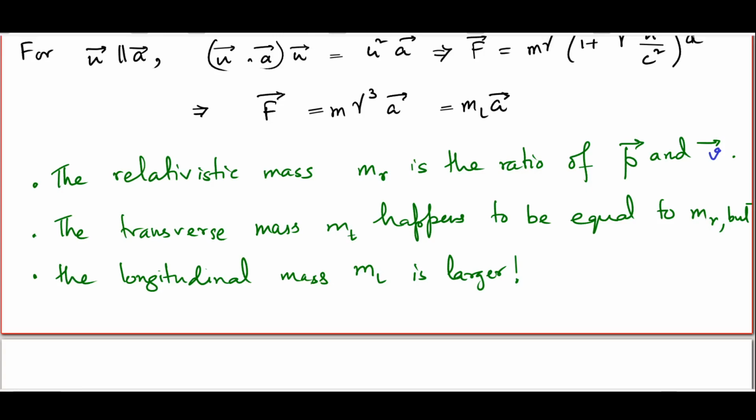offers to being accelerated. Now in that context, we see already that we have different versions of mass depending on the kind of motion we have. If the motion is transverse, that is the acceleration is perpendicular to the velocity, we end up with a ratio between F and a which is equal to m times gamma. This is the transverse mass which happens to be equal to m_r. But on the other hand, for longitudinal motion where velocity and acceleration are parallel, we end up with an entirely different, indeed larger, value for mass, the so called longitudinal mass, m gamma cubed.